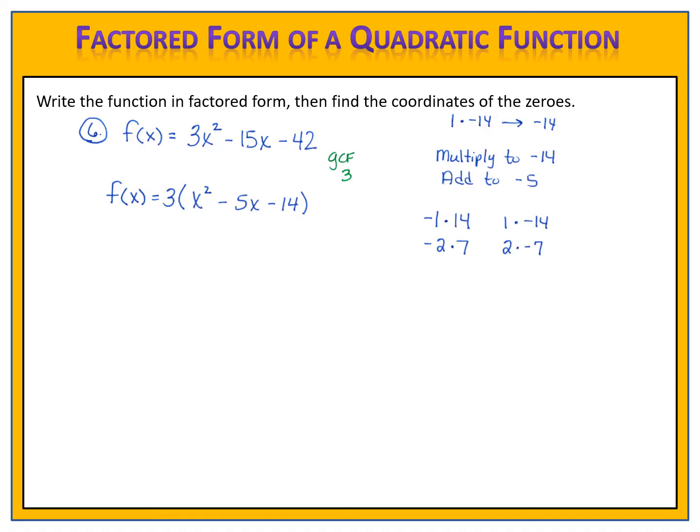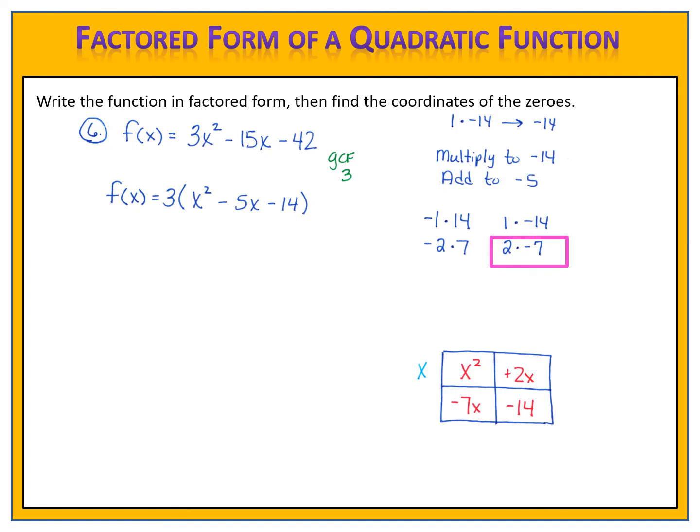We look at the possible candidates, and we find that 2 and -7 are the pair that we're looking for. Those two numbers multiply to -14 and add to -5. I can then set up the grid to do my factoring. And when I do, I find the factors are x plus 2 times x minus 7.